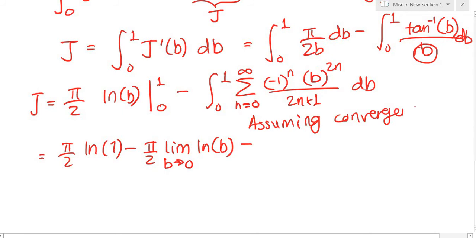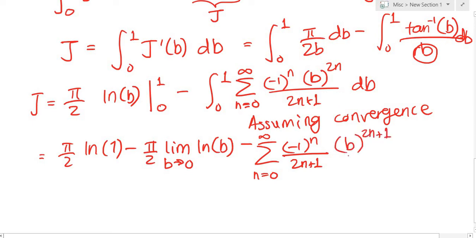now assuming convergence, again assuming convergence, we can interchange the sum and the integration. So the sum from n equals 0 to infinity, now pulling outside all the terms that depend only on n. So we have negative 1 to the nth power over 2n plus 1, and when we integrate this, we have b to the 2n plus 1, because power plus 1, divided by the new power. So we have again divided by 2n plus 1. So 2n plus 1 times 2n plus 1 is 2n plus 1 squared. But don't forget to evaluate that from 1 to 0, because it was a definite integral.